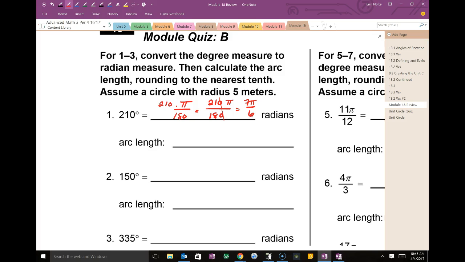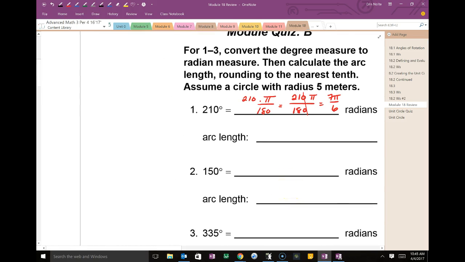Now arc length. Do you guys remember how to find arc length? If you don't remember, write this down. So arc length, that's the distance around a circle. For some reason they decide that S is going to be the variable that represents arc length.